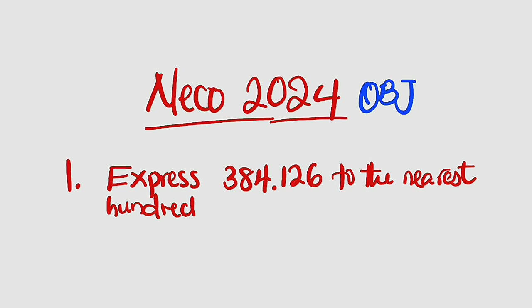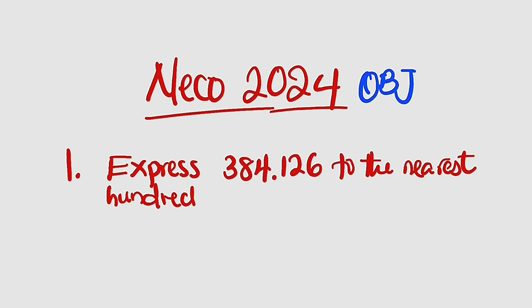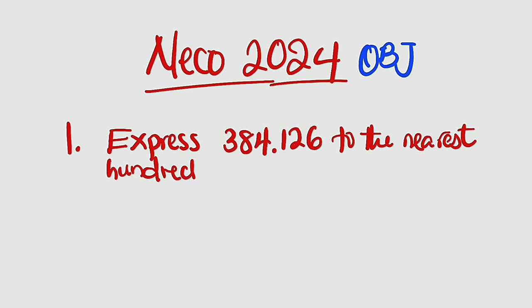Question number 1 reads, express 384.126 to the nearest hundred. This is simply saying we should round this number up or down to the nearest hundred. As simple as that. So the first thing we need to do here is to locate the hundred place.